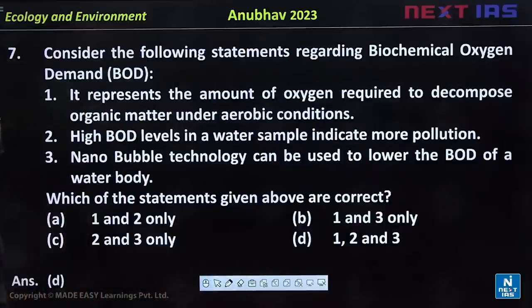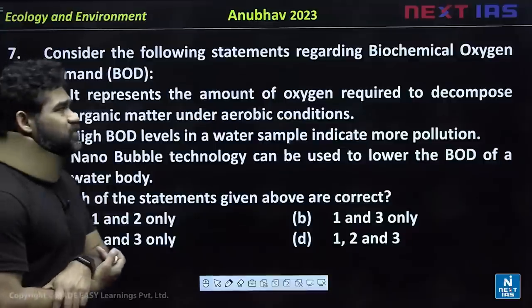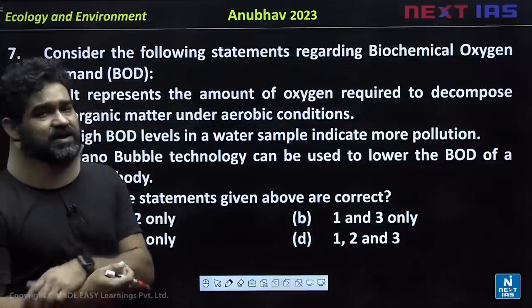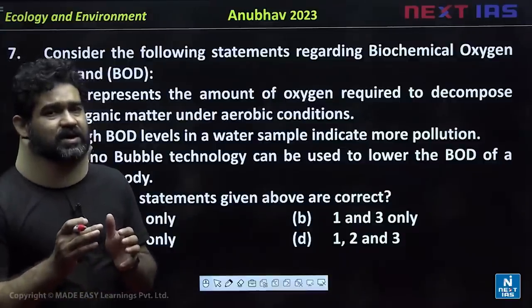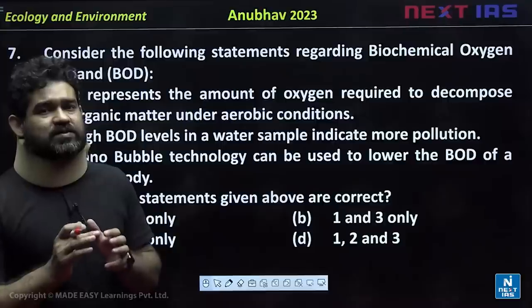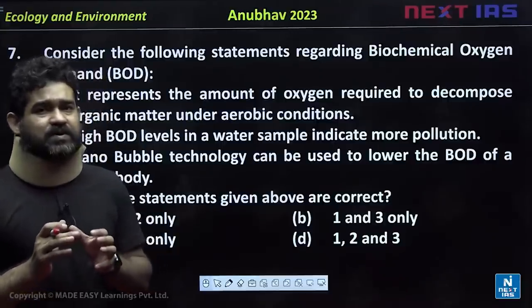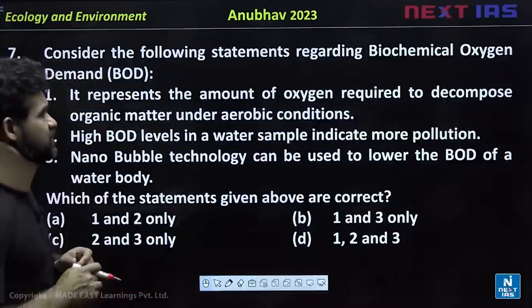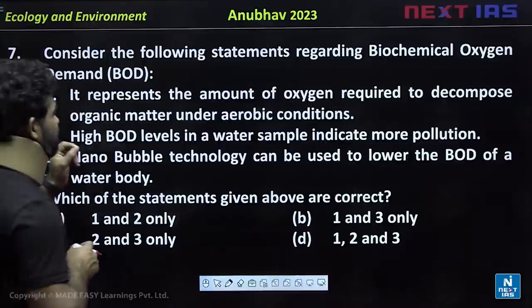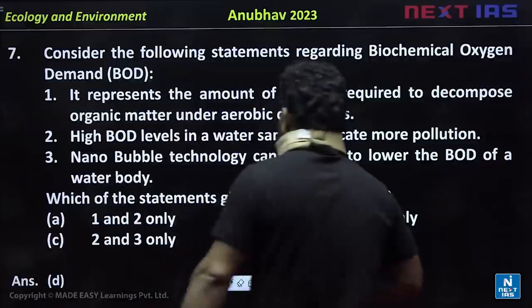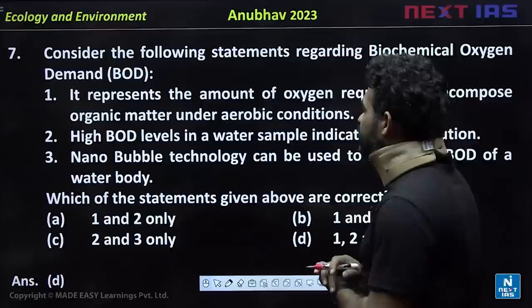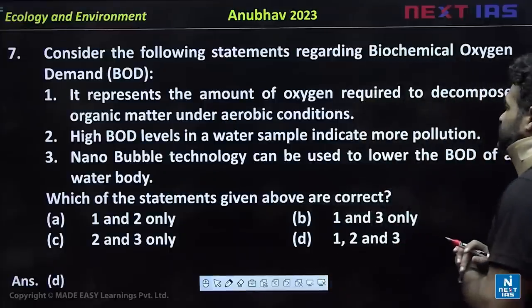Next is, consider the following statements regarding biochemical oxygen demand. We already saw in the class what BOD is. Biochemical oxygen demand is the amount of oxygen required, demanded by the microorganisms when they go for decomposition of biodegradable dead organic matter. So that is BOD. It represents the amount of oxygen required to decompose the organic matter under aerobic conditions. That is biochemical oxygen demand.